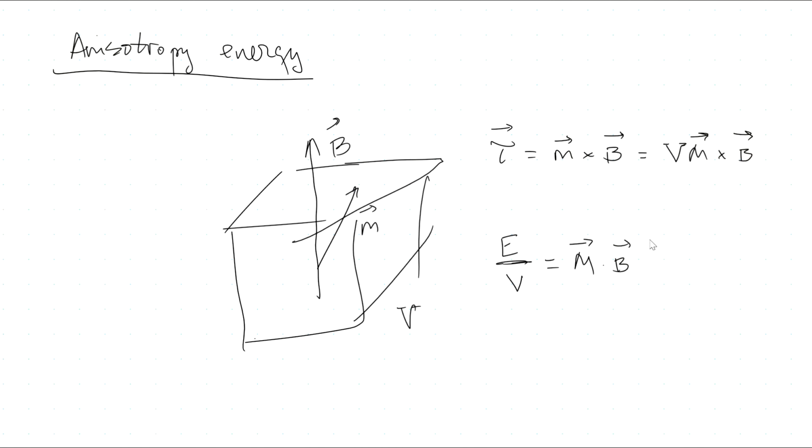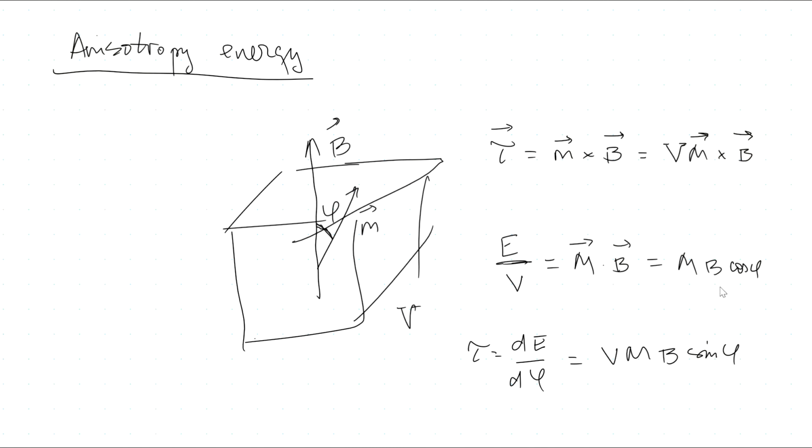So at the same time, the torque applied to that, the value of the torque, can be calculated as d energy, d phi. Let me introduce phi. Phi would be this angle. This is our phi. M b cosine phi. And that would be volume m b sine phi.